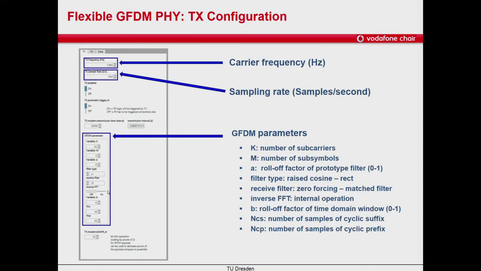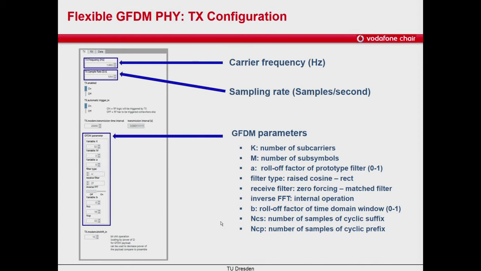Inverse FFT is an internal parameter and we will leave it set to off. In GFDM, we perform time domain windowing, and V refers to the roll-off factor of the time domain window. It can take values between 0 and 1. NCS is the number of samples of the cyclic suffix, and NCP is the number of samples of the cyclic prefix.